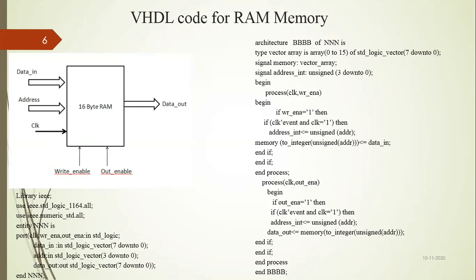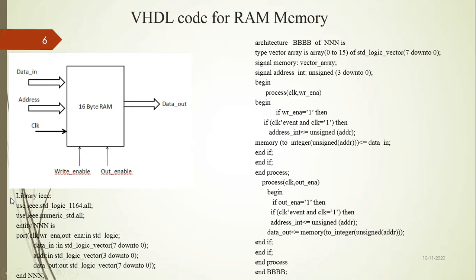Data in is an 8-bit input, address is a 4-bit input on the address line, and clock is a 1-bit input. When write enable input is logic 1 and out enable input is logic 0, you write your data in this memory. When out enable input is logic 1, write enable input is logic 0, and a positive clock pulse is present, then you read data from this 16 byte RAM memory. Okay, here is the VHDL program, the VHDL code for this random access memory.